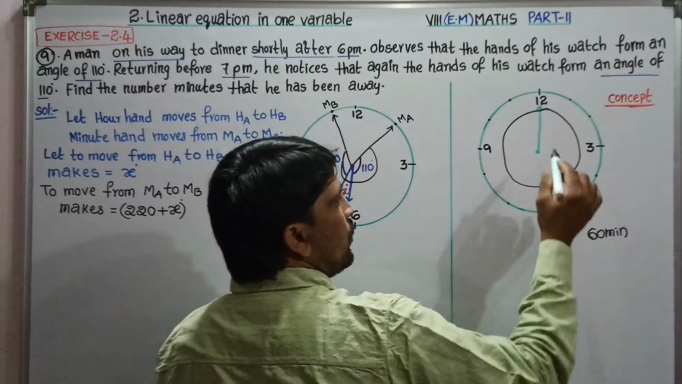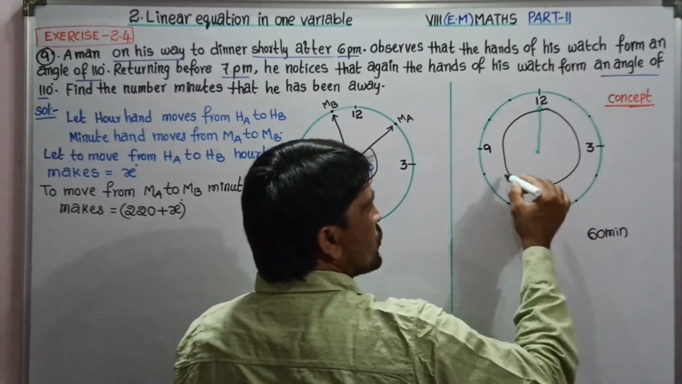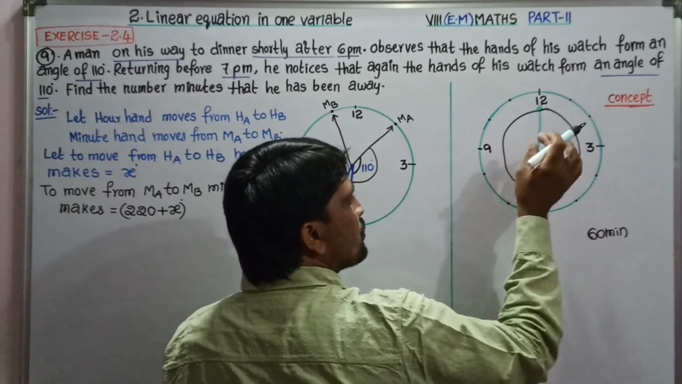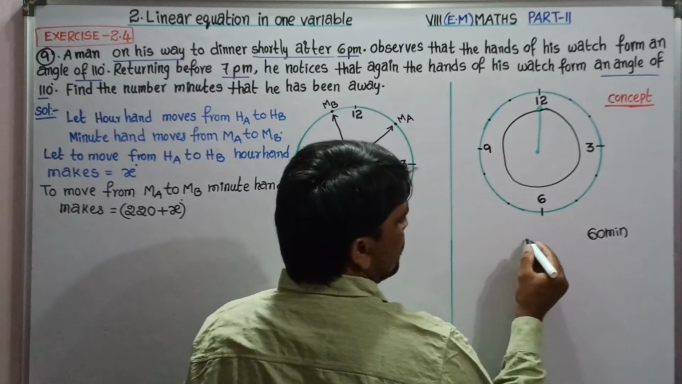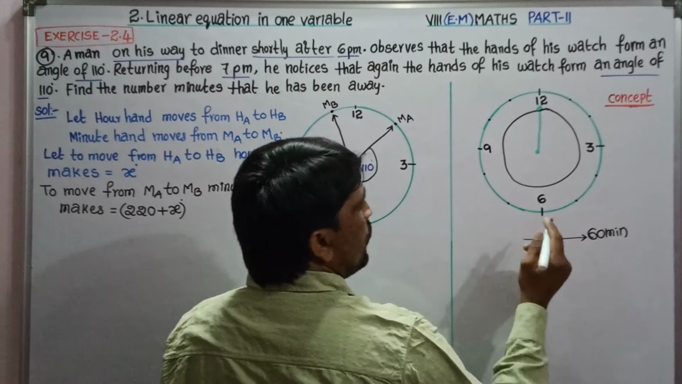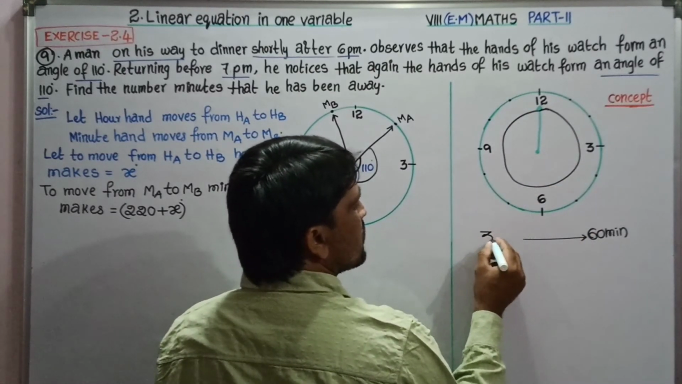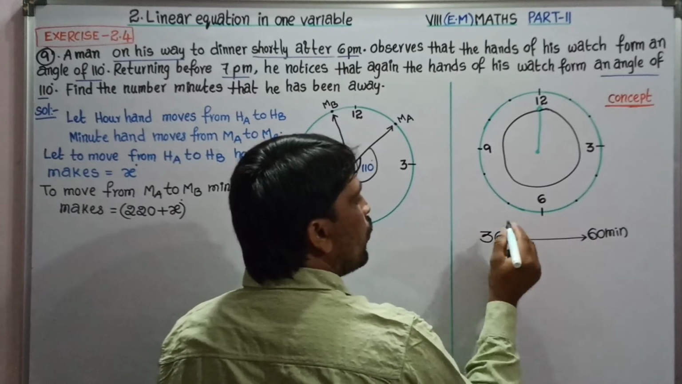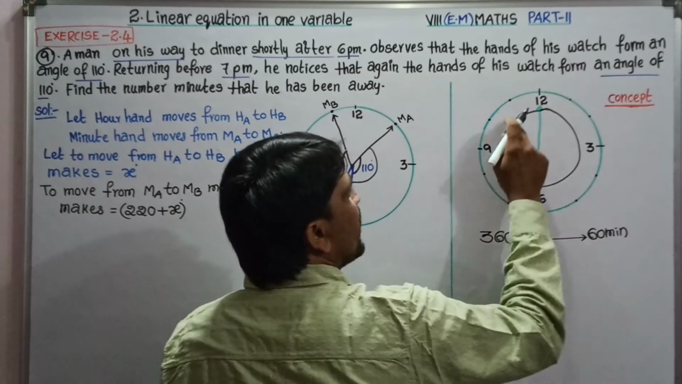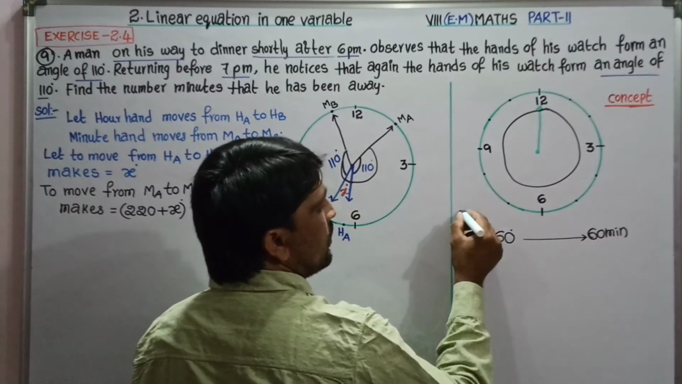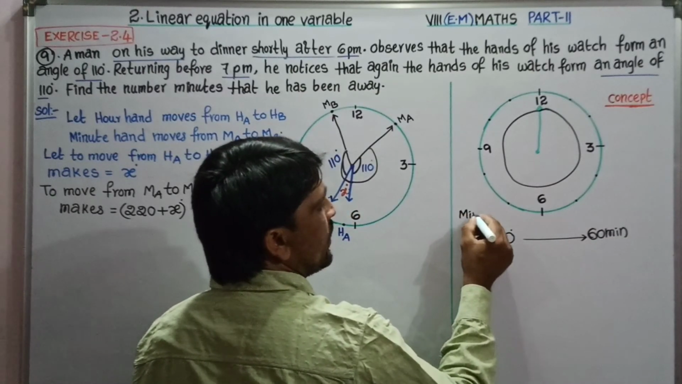To complete one rotation, the time elapsed by the minute hand is 60 minutes. And one rotation means 360 degrees. That is, to move a 360 degree angle, the time elapsed by the minute hand is 60 minutes. This is about the minute hand.